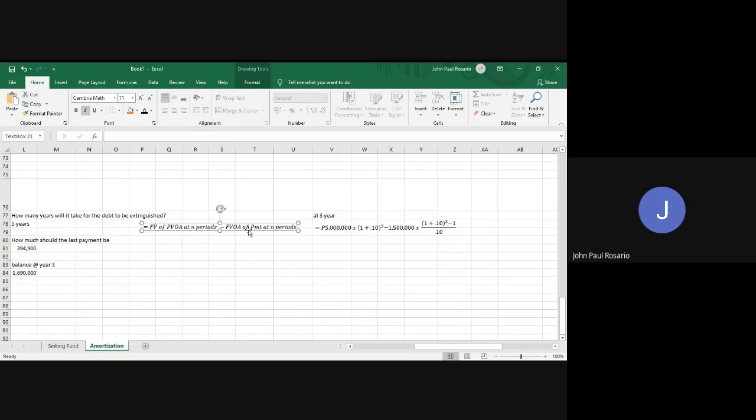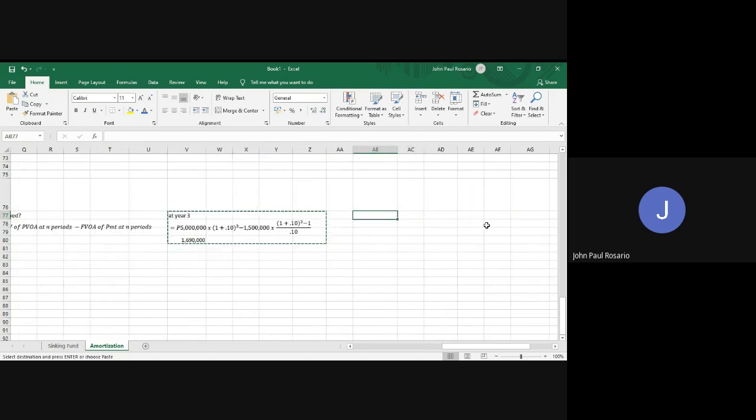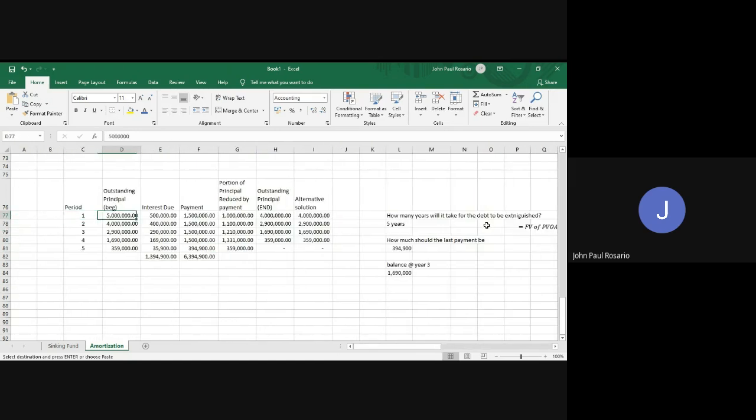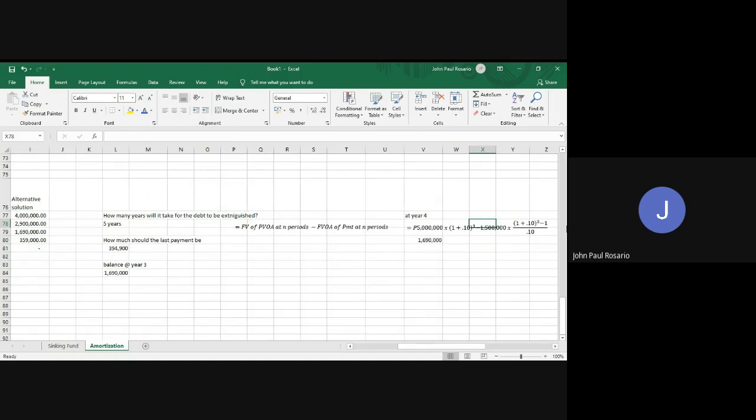How sure am I? So this is like 1 million daw ni siya. 1,690. And how about at year 3? Hindi ba? 3. Then we copy all of this, paste it here. Then we start with year 4. Year 4. Okay, so year 4, we change these things to 4 and then 4.